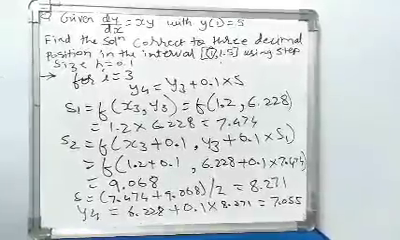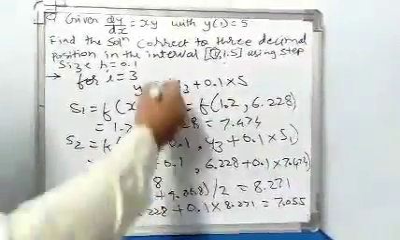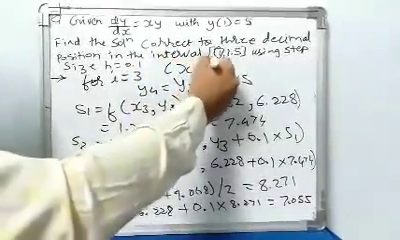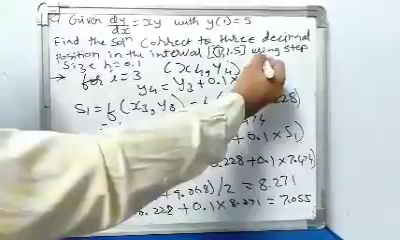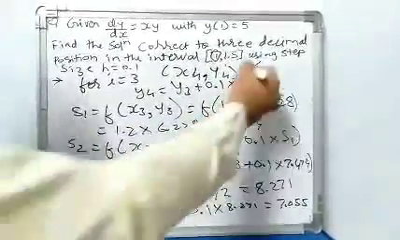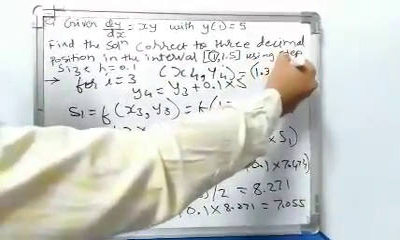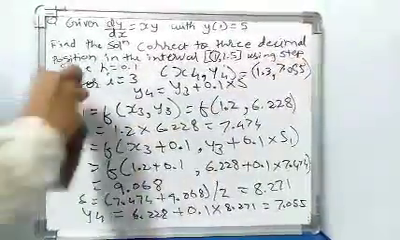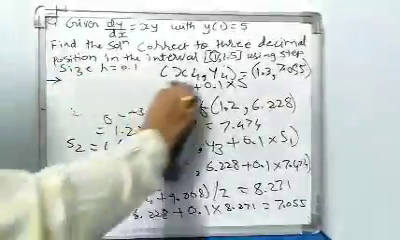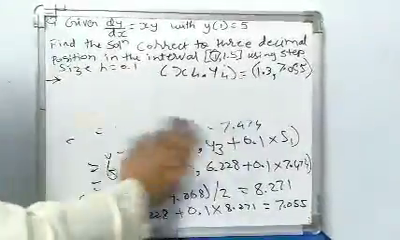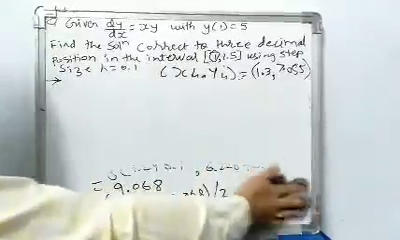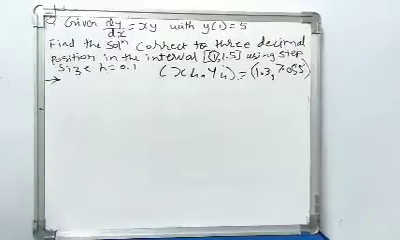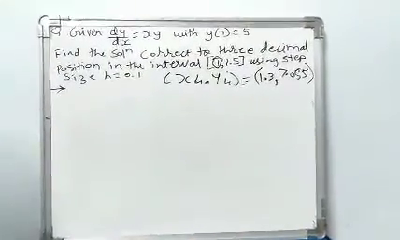Now the fourth solution point is obtained as x4 comma y4, we get it as 1.3 comma 7.055. So let us solve this further for the fourth iteration. There are two more iterations. We need to solve it up to 1.5. Now let us move to the fourth iteration.